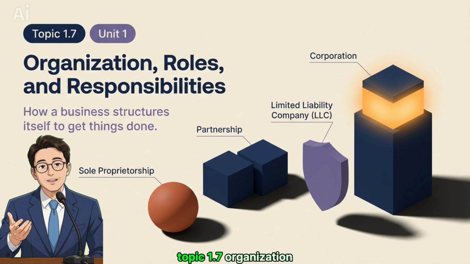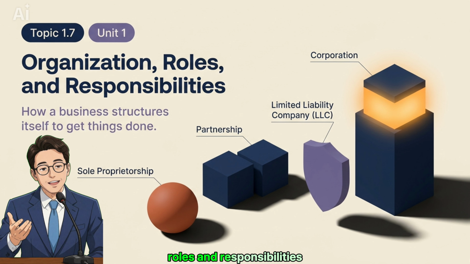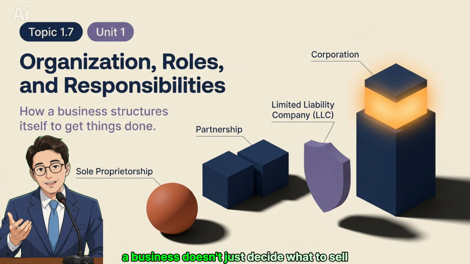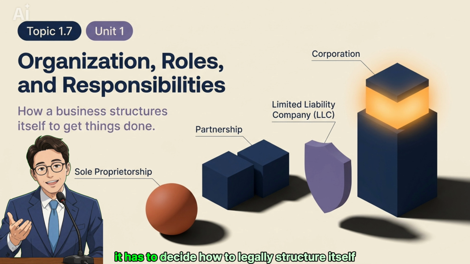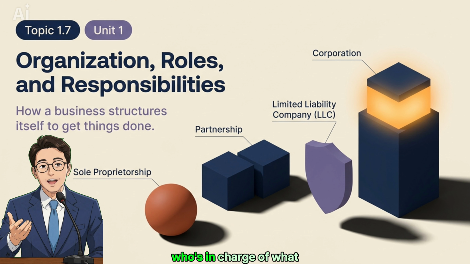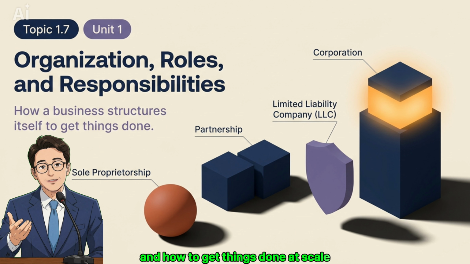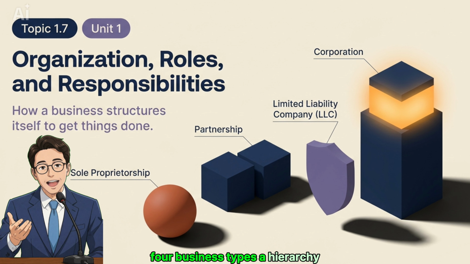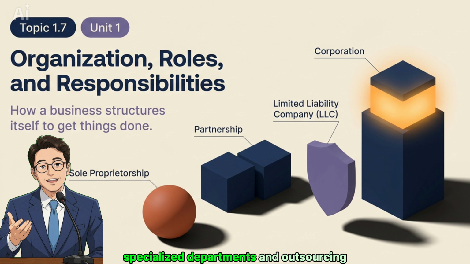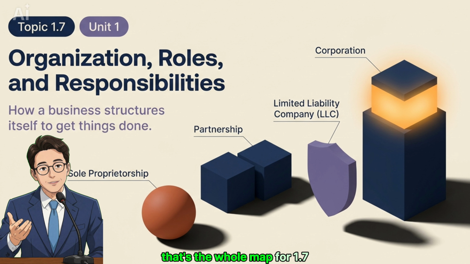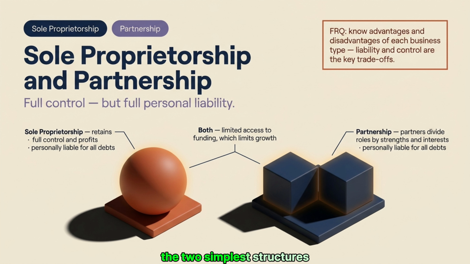Topic 1.7: Organization, Roles, and Responsibilities. A business doesn't just decide what to sell. It has to decide how to legally structure itself, who's in charge of what, and how to get things done at scale. 4 business types. A hierarchy, specialized departments, and outsourcing. That's the whole map for 1.7. The 2 simplest structures.